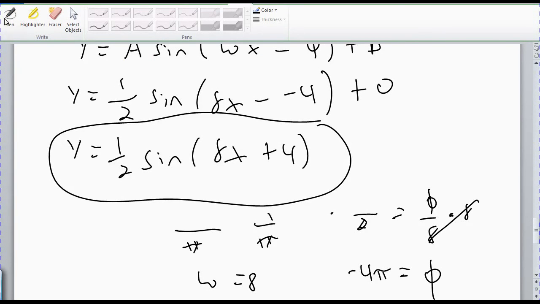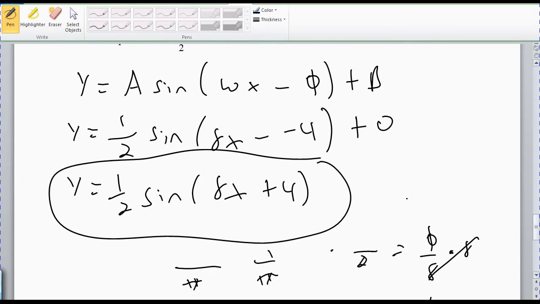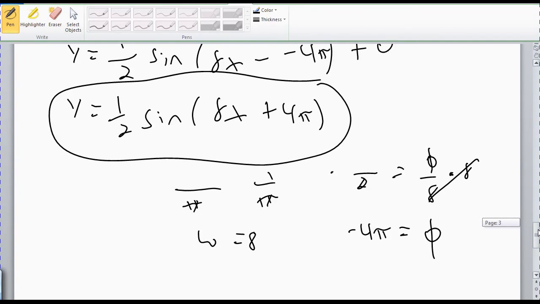Actually, that isn't the correct answer, because if you notice my phi has the pi in it, I left out the pi. So we need to put that in. I always learn from my mistakes. Don't leave anything out. Never hurts to go back and check.